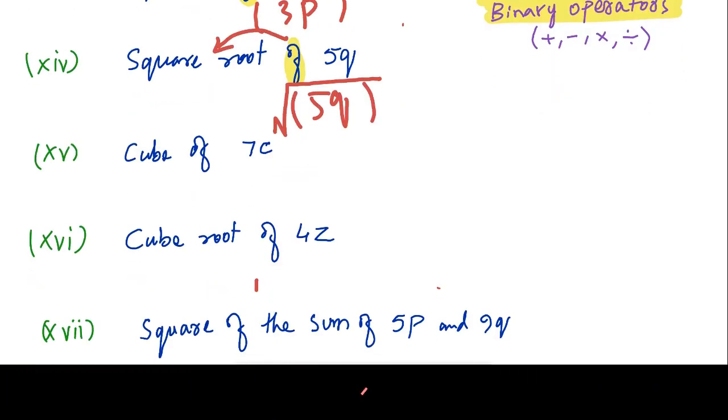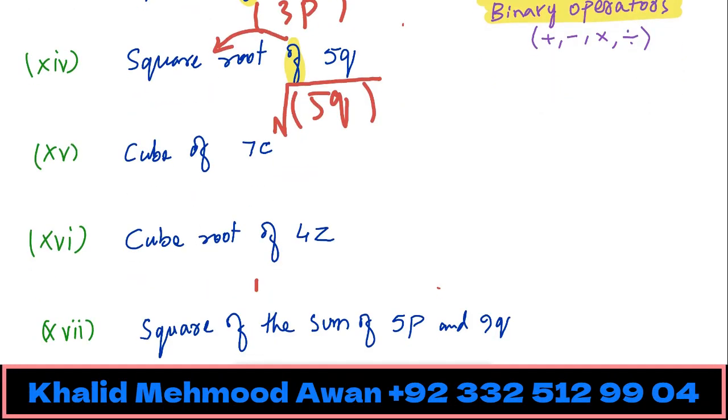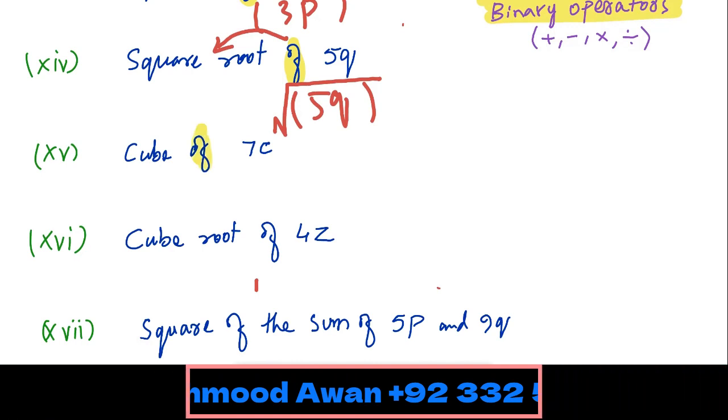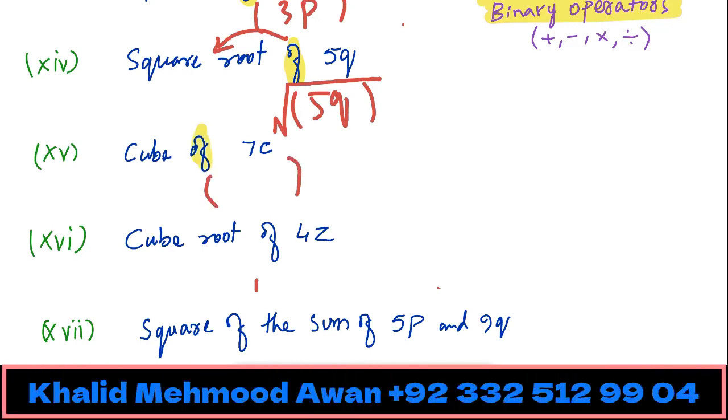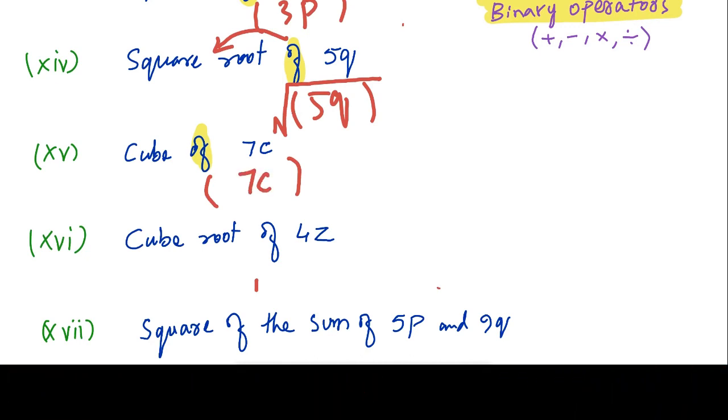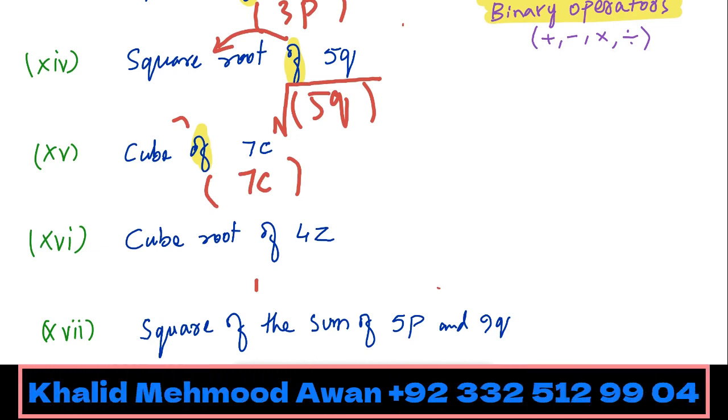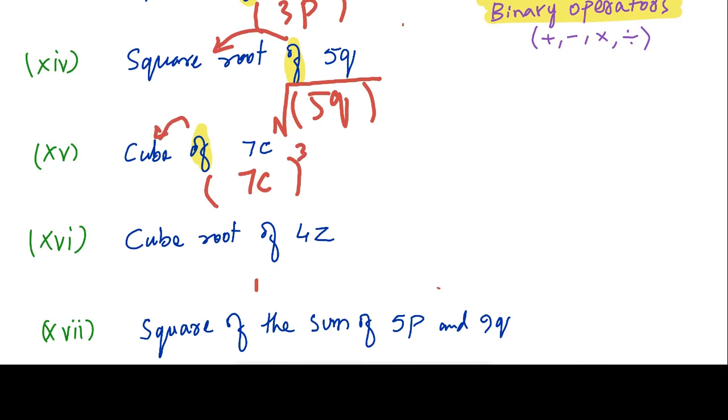Now the cube of 7c. Again, "of" means we have to put a bracket here till the end of this statement, and there is the word 7c, so we are putting 7c inside of it. Before "of" there is the word cube, so I'll be putting a cube on it. So cube means power 3. So this is 7c power 3.